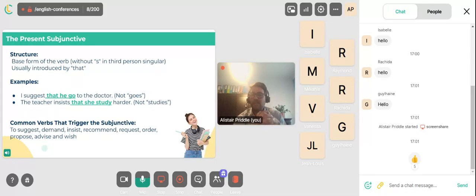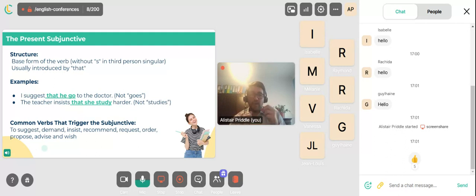Examples. I suggest that he go to the doctor, not goes. The teacher insists that she study harder, not studies. I suggest that he go to the doctor. The teacher insists that she study harder.